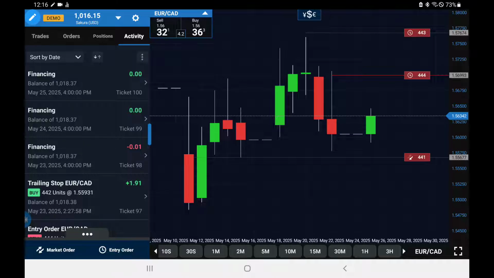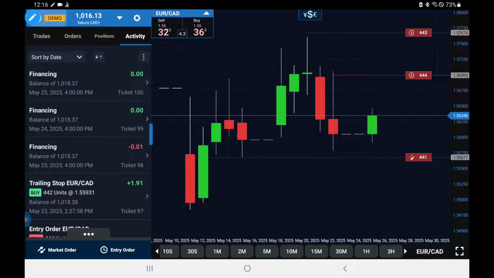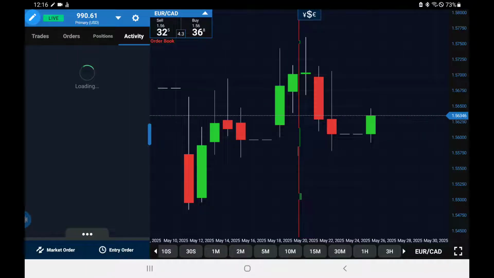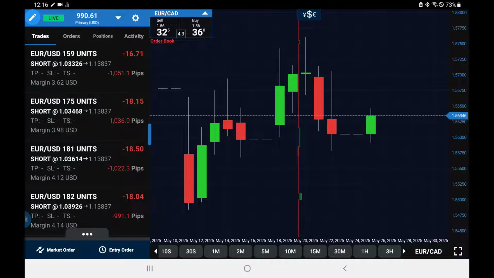Now I have one already in place, but we can see on the chart. So now let's go and click on live and go to my live account. And it is going to show my live trades. Now again, we are at the Euro-Canadian pair. The chart hasn't changed. This is one of the reasons why I like Oanda, is that the demo account is kept in line with the live account.